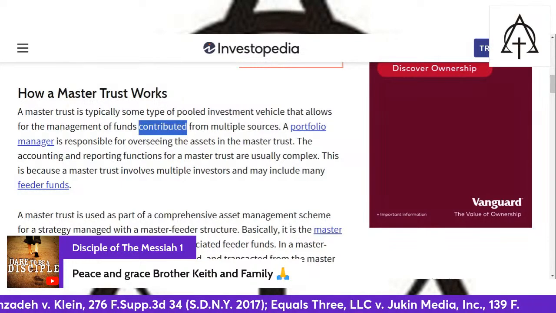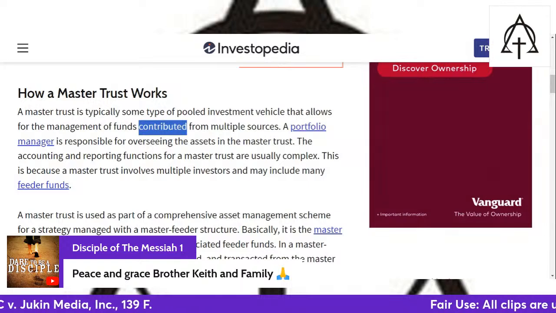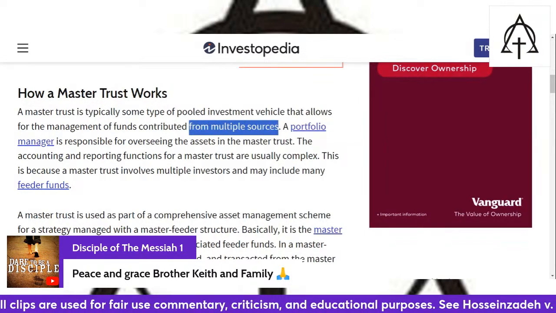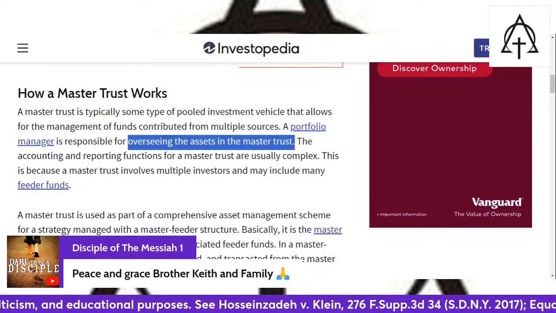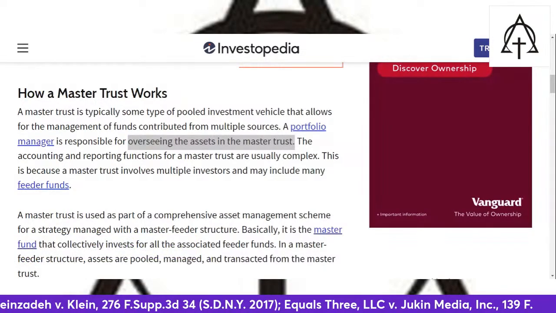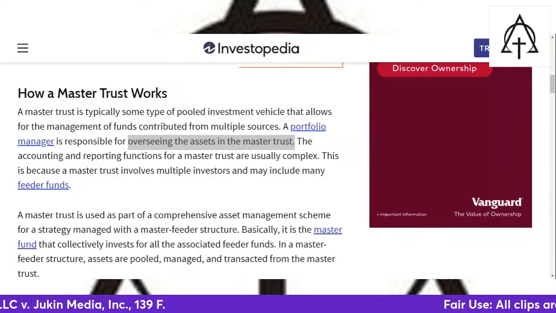Otherwise, there would be funds from fees, payments, charges, costs, taxes, insurances. They'd name all those out. But since we're doing it voluntarily, like we said last night, from multiple sources, a portfolio manager is responsible for overseeing the assets in the master trust. Okay, so when we go to these administrative courts, it's the clerk that's doing all this. The clerk is the one that is issuing everything. The judge is the one that causes the order to be given.